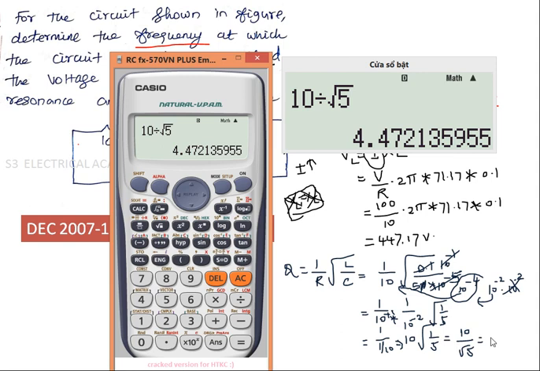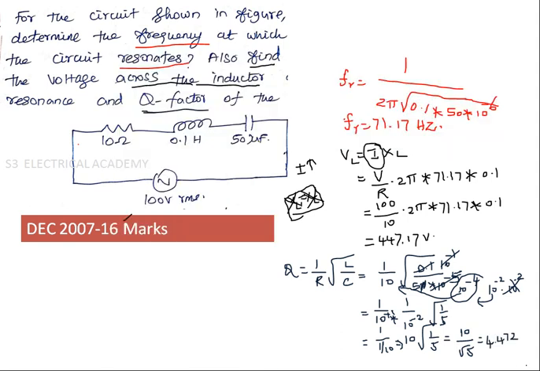So 4.472 is almost equal to the rounded-off value 5. So the quality factor is equal to 5, the inductor voltage is equal to 447 volts, and the resonant frequency is equal to 71.17 hertz.